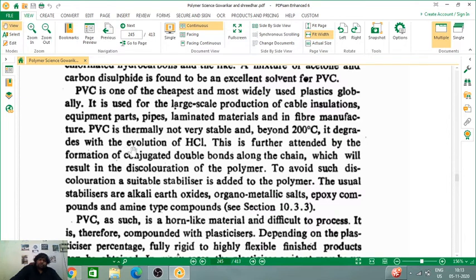PVC is thermally not very stable, and beyond 200 degrees Celsius it degrades with the evolution of hydrogen chloride. This is further attended by the formation of conjugated double bonds along the chain, which results in discoloration of the polymer. To avoid such discoloration, a suitable stabilizer is added to the polymer. The usual stabilizers are alkaline earth oxides, organometallic salts, epoxy compounds, and amine type compounds.